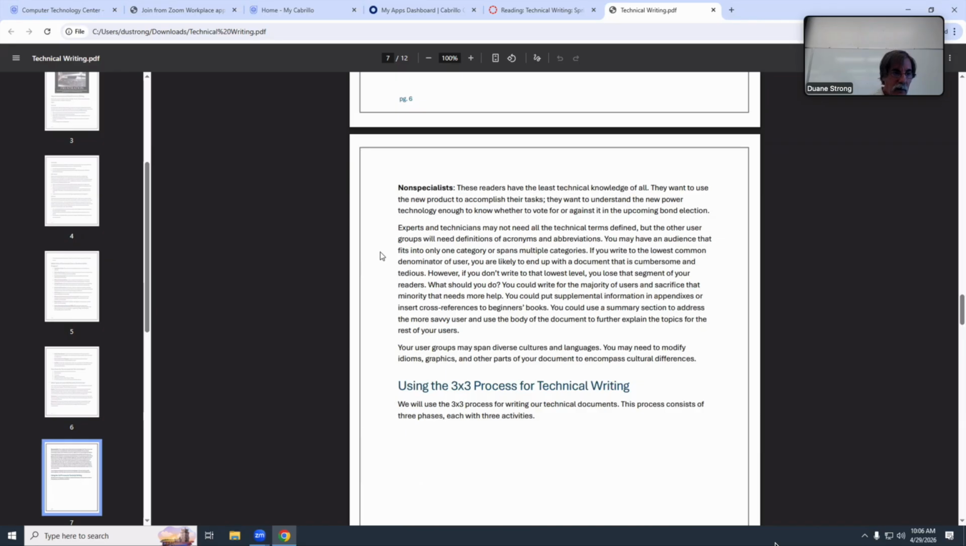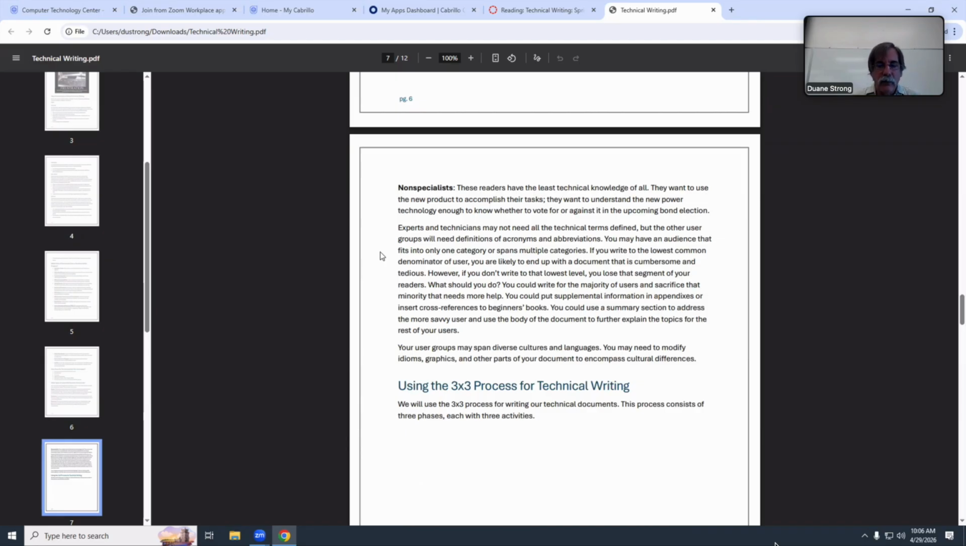So you may have an audience that fits into just one of these categories. You're only talking to the technician. You're writing a procedure on how to repair something. But most often not. Most often you're writing something that spans multiple user categories.